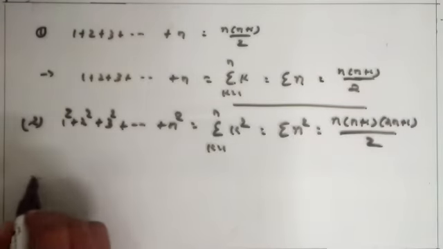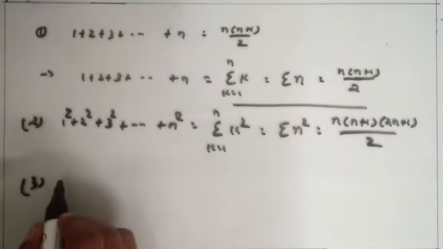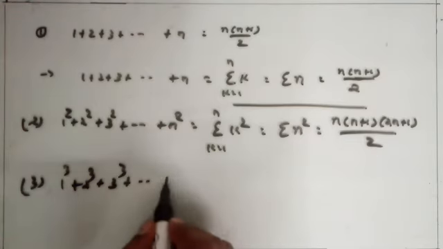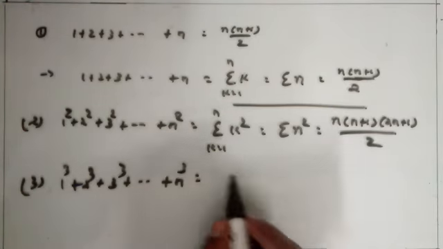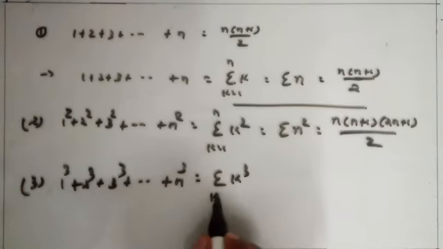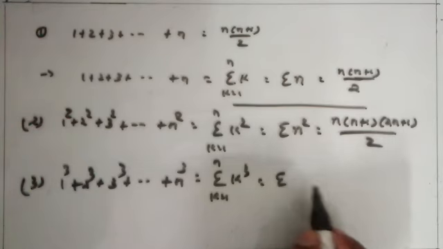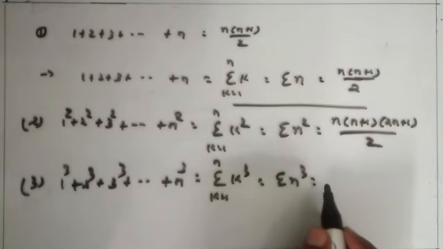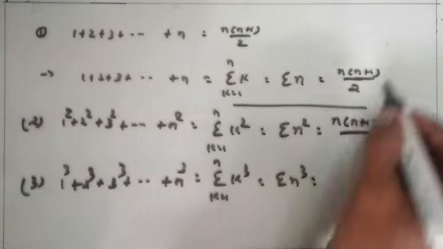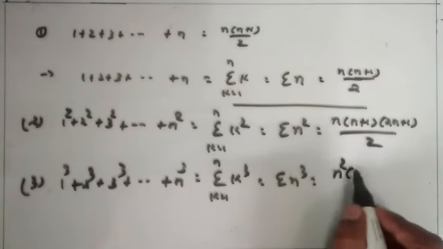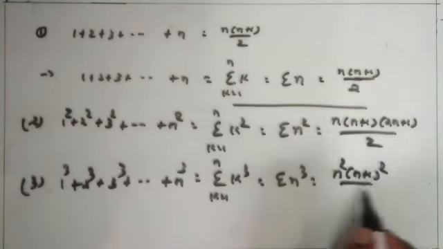And the last important formula: 1 cubed plus 2 cubed plus 3 cubed plus up to n cubed, in summation form sigma k cubed, k equal to 1 to n, or in short form sigma n cubed. The formula for this is the square of sigma n, that is n square, (n plus 1) square upon 2 square, which is 4.